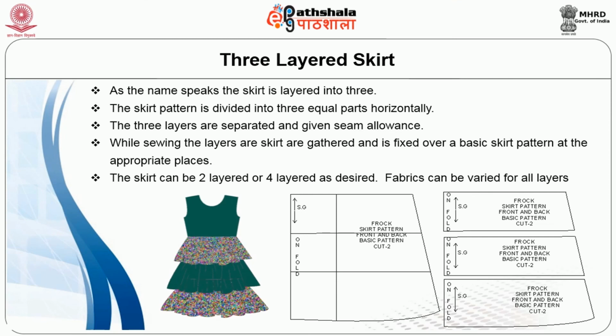While stitching, the layers of the skirt are gathered separately, and this is fixed over a basic skirt pattern. The skirt pattern is then attached to the body's block. The skirt can be 2-layered or 3-layered or 4-layered as desired. The fabrics can be the same for all layers or can be varied according to taste.